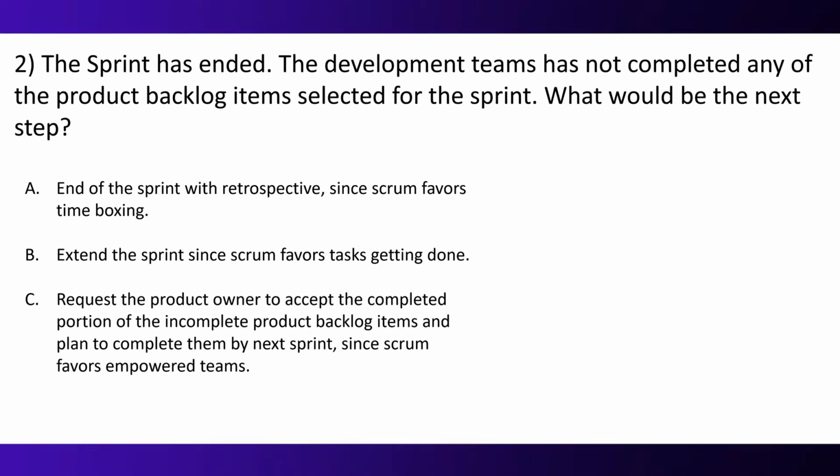Question 2. The sprint has ended. The development team has not completed any of the product backlog items selected for the sprint. What would be the next step? Option A, end of the sprint with retrospective since Scrum favors time boxing. Option B, extended the sprint since Scrum favors task getting done. Option C, request the product owner to accept the completed portion of the incomplete product backlog item and plan to complete them by next sprint, since Scrum favors empowered teams. And the correct option is C.